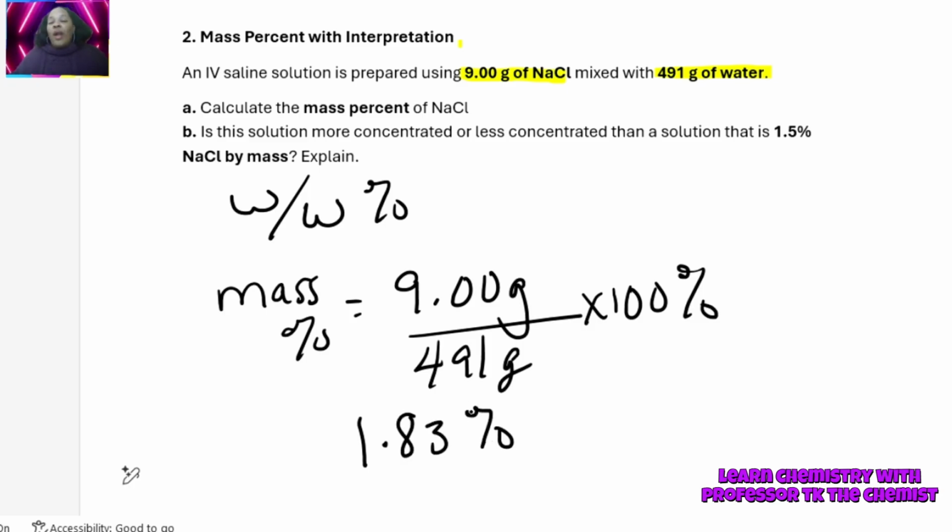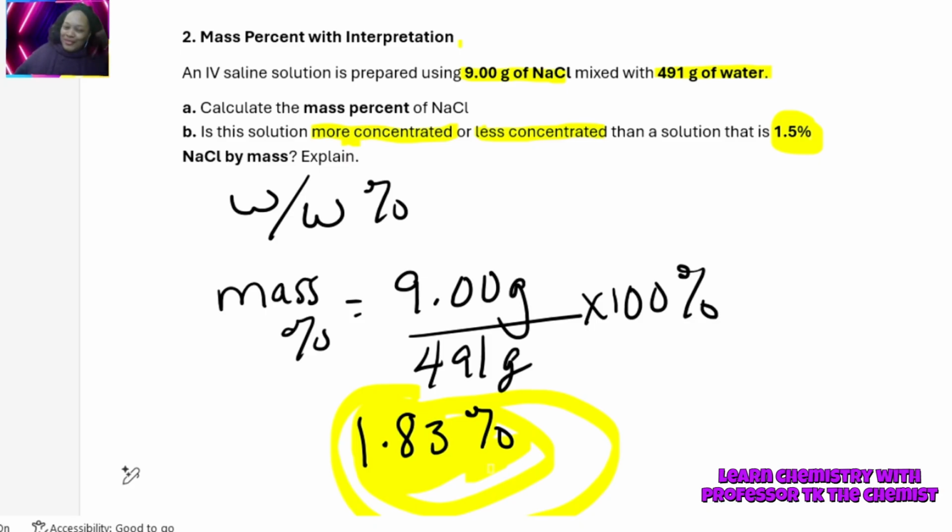So here is the question. Is this solution more concentrated or less concentrated than a solution that is 1.5% sodium chloride by mass? So they want to know, is this solution right here, this number that we just calculated, is it more concentrated or less concentrated than that 1.5? And it's real easy to see. More concentrated. Okay? Chemistry doesn't have to be difficult, y'all. See that? There it is right there.